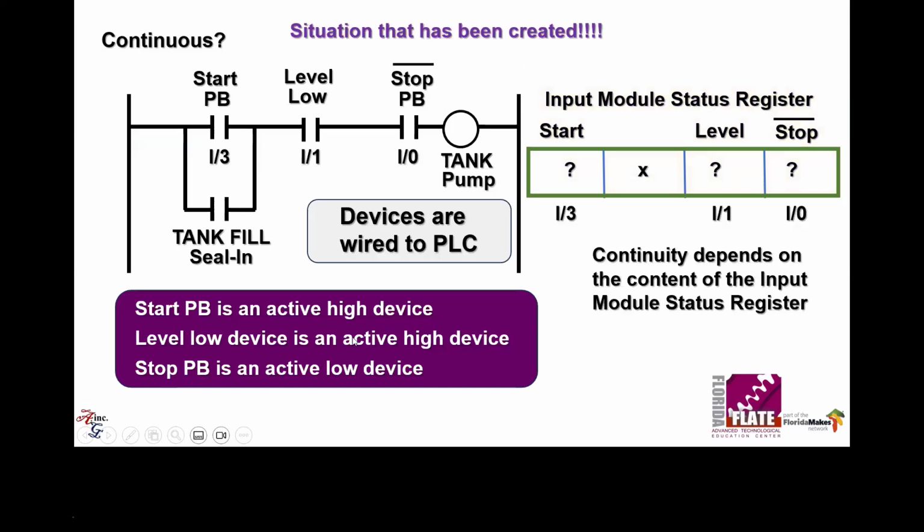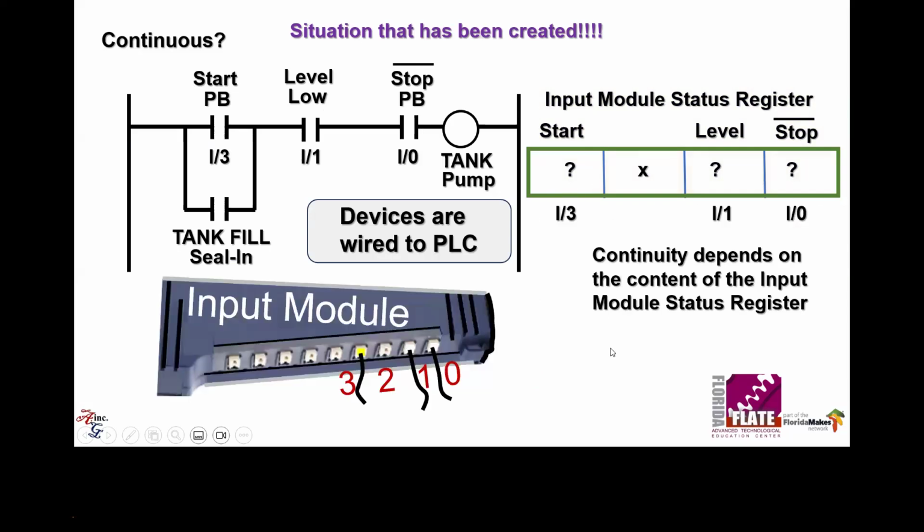So here's a situation where we have a start button, a level sensor, and a stop button. This is the general information from the human being. We want to know if it's continuous. The information that really matters is over here that the PLC has collected from its input module. And they're all question marks here because we're just getting started with what's going on.